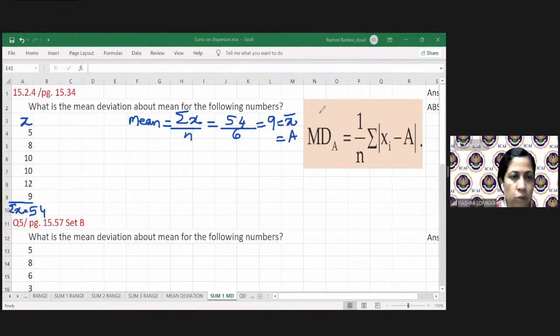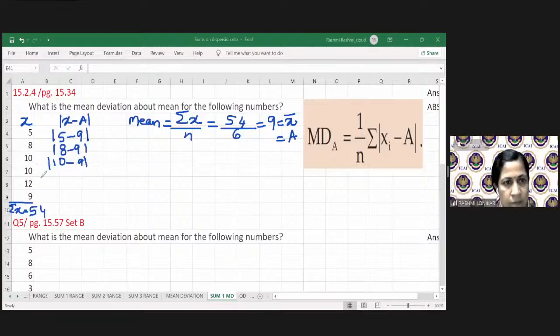Now what I am going to do, I am going to find out mod of x minus a. Okay, माने क्या, this will be equal to mod of 5 minus a. कितना आया मेरा 9, 5 minus 9. Then I have mod of 8 minus 9. This is 10 minus 9. Again, I have 10 minus 9. Then I have 12 minus 9. And I have 9 minus 9.